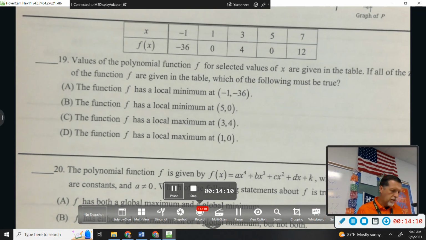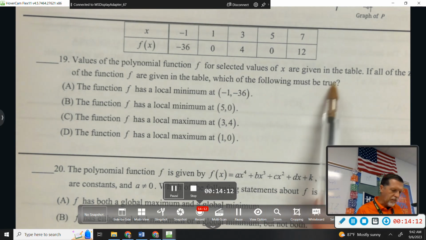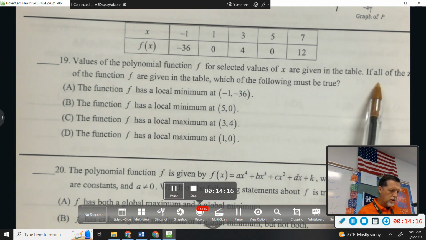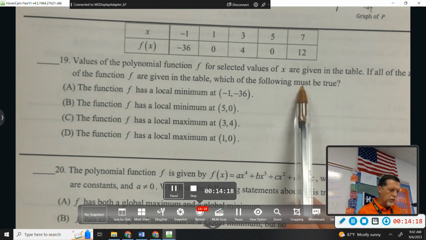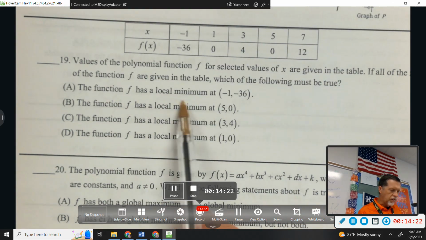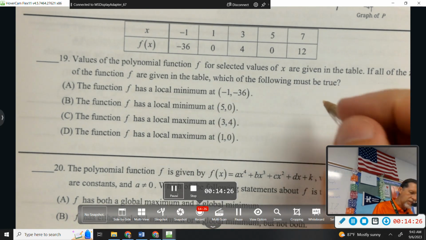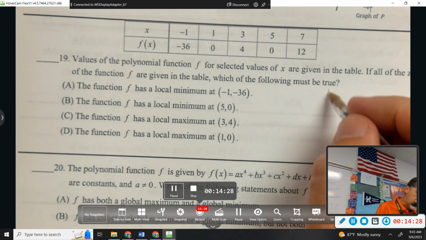The values of the polynomial function are given in the table. If all the zeros of the function are given in the table, which of the following must be true? The f has a local minimum at -1, -36. I think a picture might be helpful.